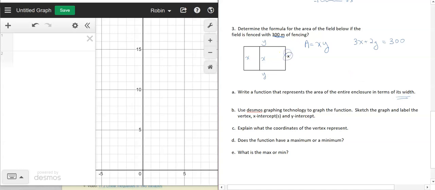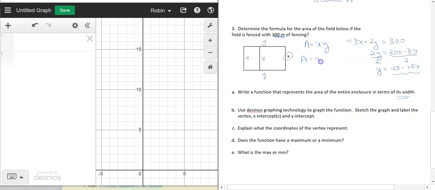Right? So now if I want to write a function that represents the area in terms of its width, in other words, in terms of x, I need to replace this y with what y equals in terms of x. So I'm going to go over to this equation and solve for y. I'm going to divide by 2, so I get y equals 150 minus 1.5x. And now this y equals 150 minus 1.5x can replace that y.